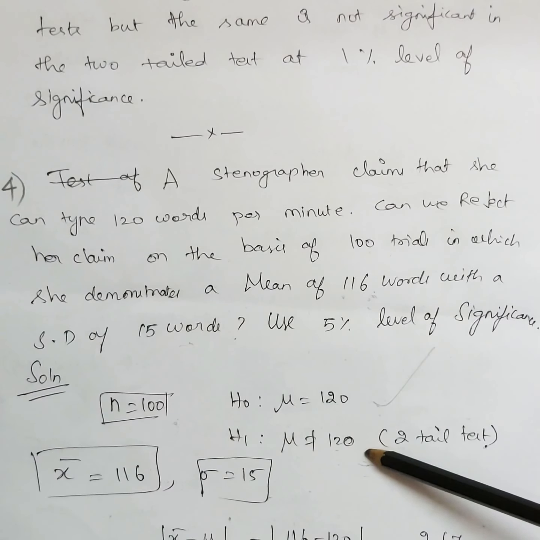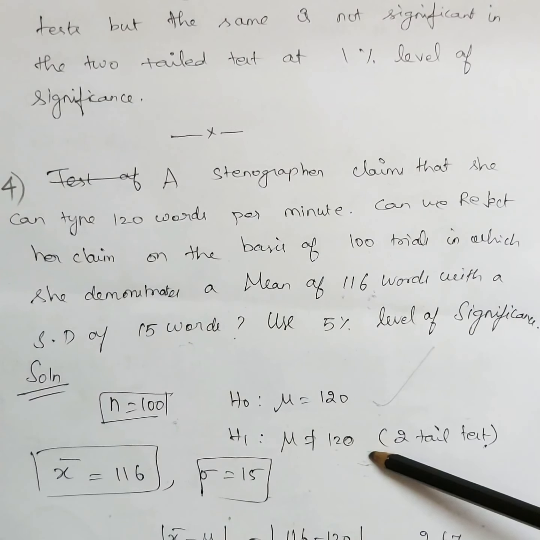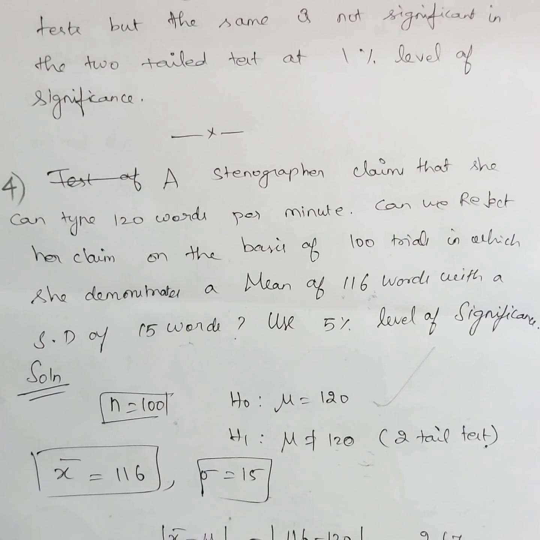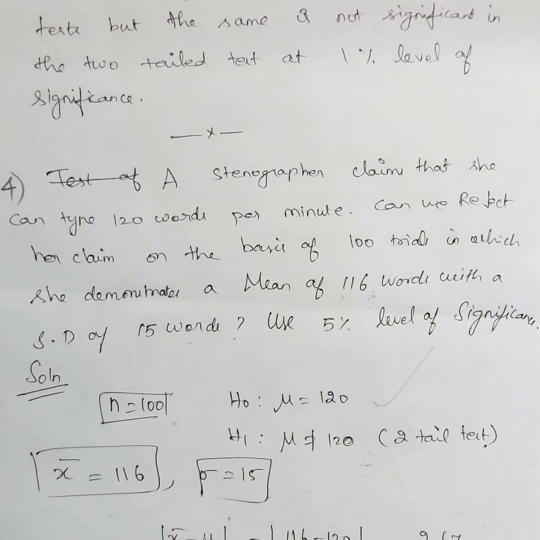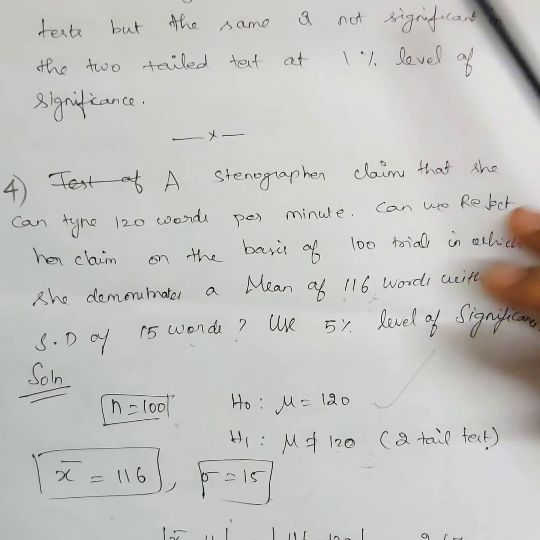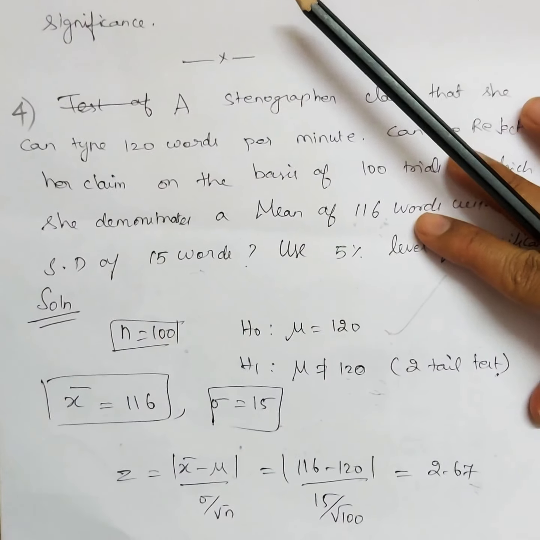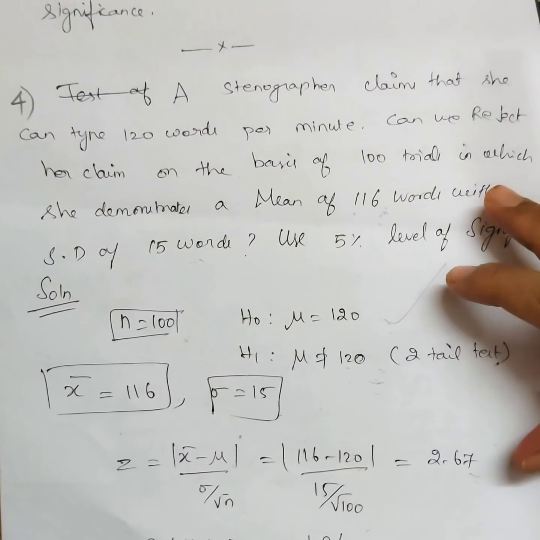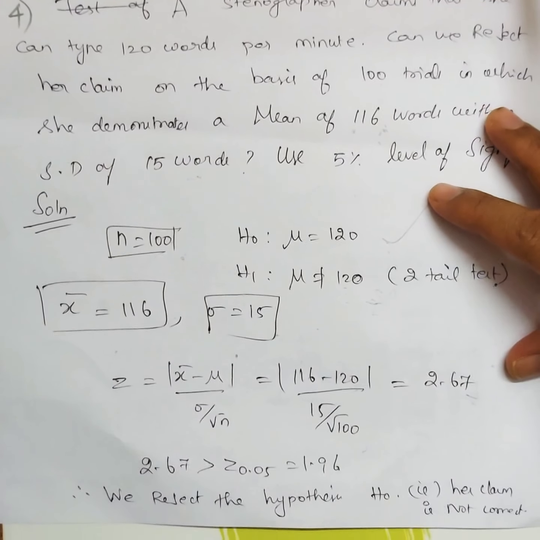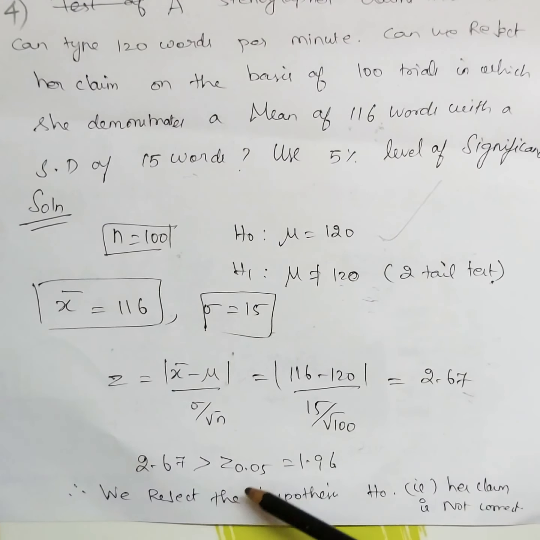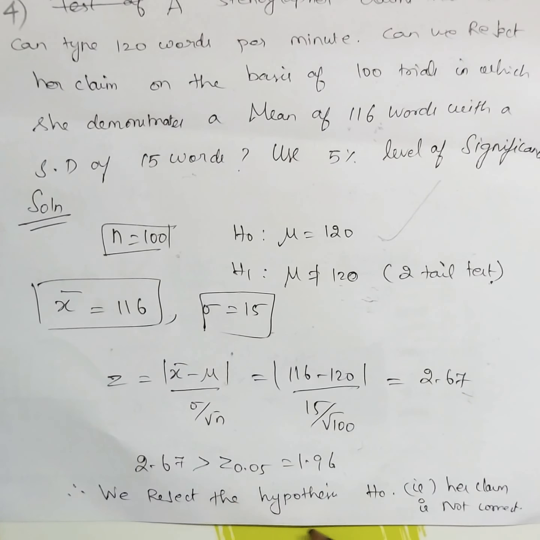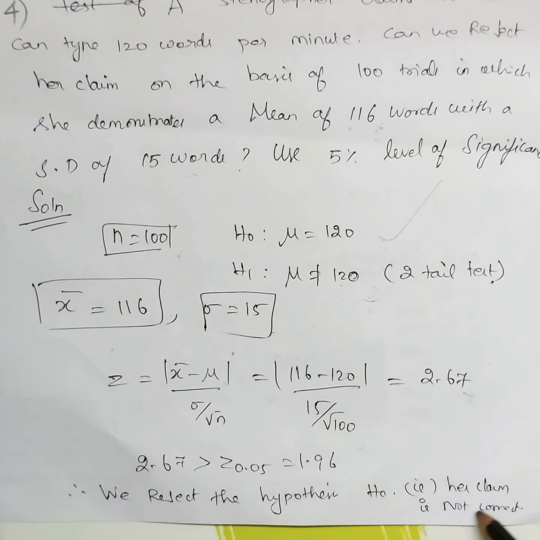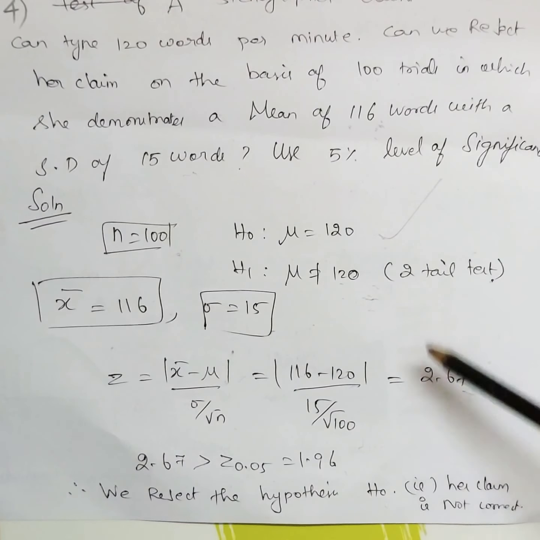So two-tailed test means we'll compare the value with 1.96 and 2.58. So what is the formula? The modulus value, as I told you: the difference between the means divided by sigma by root n. So you got 2.67. So 2.67 is x bar minus mu by sigma by root n, and this value is greater than 1.96. So we reject the hypothesis H naught. So her claim is not correct. That's it. This is the solution.